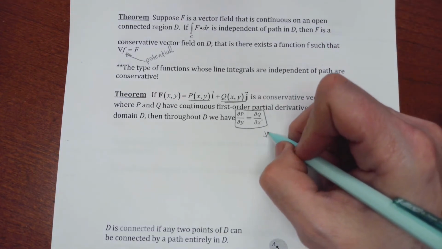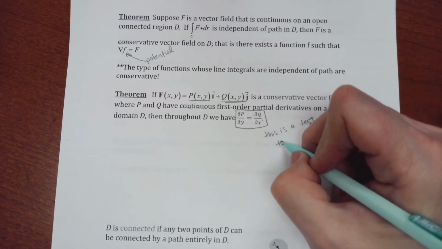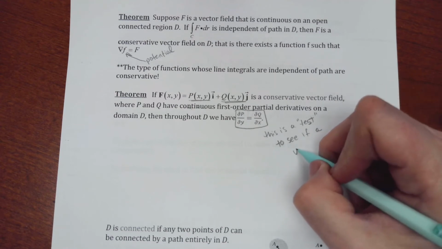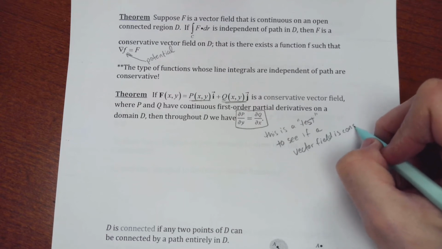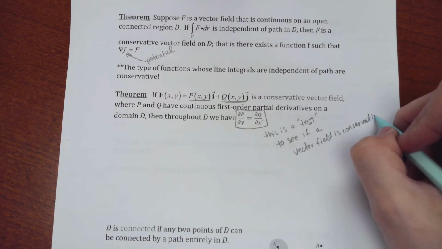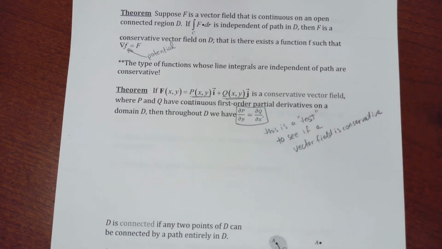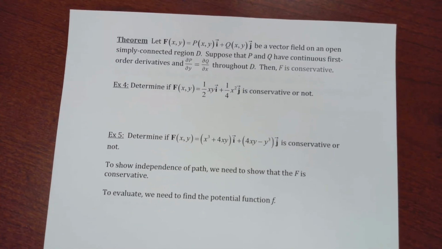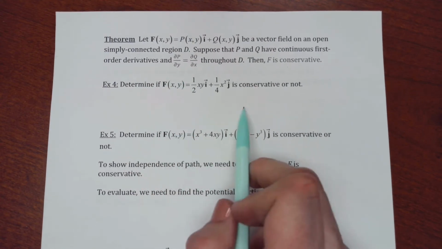So this right here is a test to see if a vector field is conservative. So if somebody says, hey, I'm going to give you this vector field, is it conservative? You do this, and if they're equal, then they are. So actually, why don't we just do that real quick? So let's just do that here. We'll skip ahead for a second, then we'll go back. So that's what this thing is saying too. So let's determine if this is conservative or not.